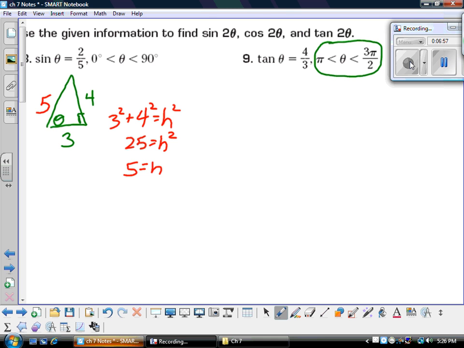We're supposed to figure out the sine of 2 theta, the cosine of 2 theta, and the tangent of 2 theta. Sine of 2 theta is 2 times the sine times the cosine.